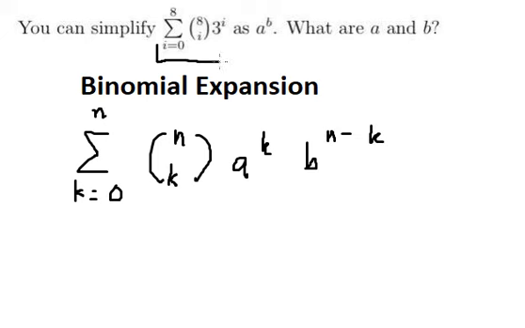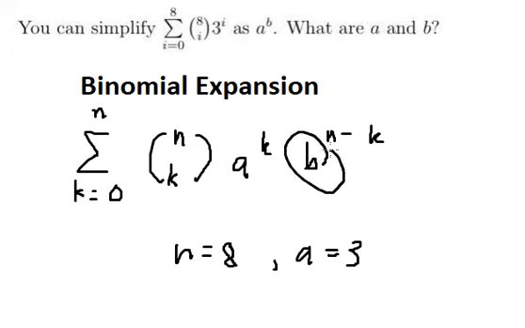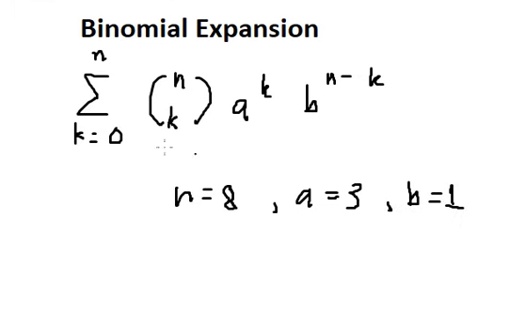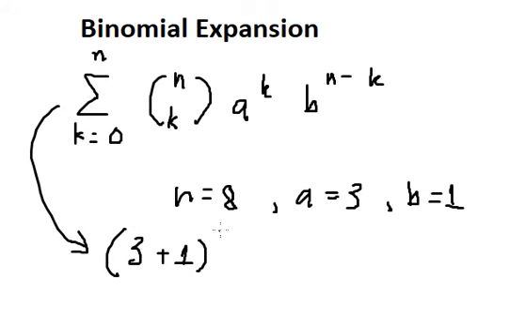Now if we compare this one, we can see that n is 8. 8, that's number 3. Because we don't have any number in here, that means b equals 1. And now if we simplify this one, that should be 3 plus 1 to the power of 8. We simplify, that's 4 to the power of 8.